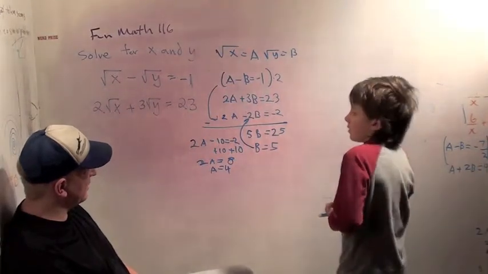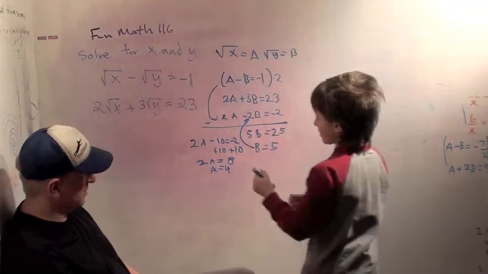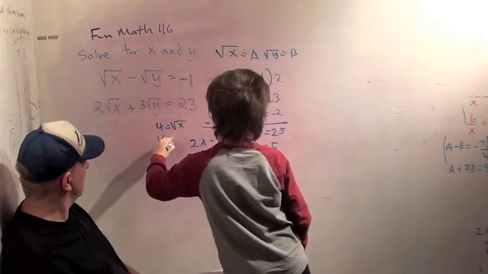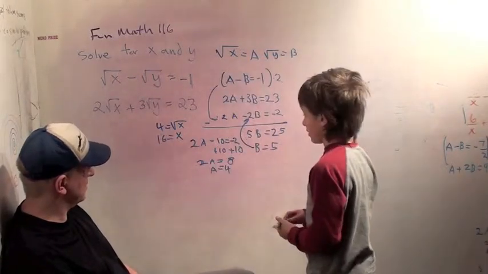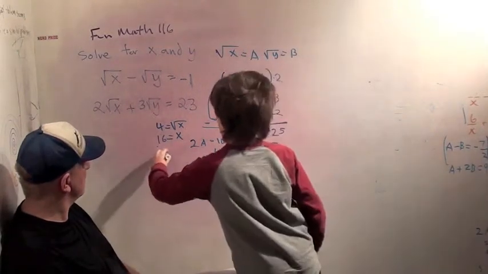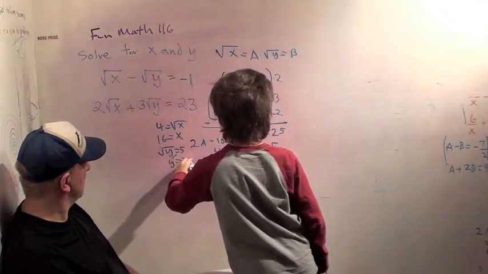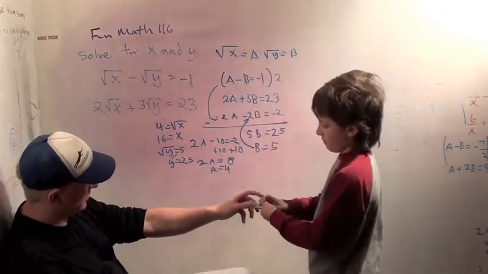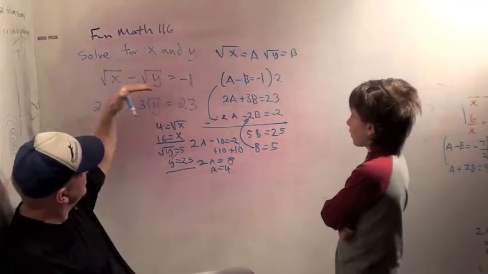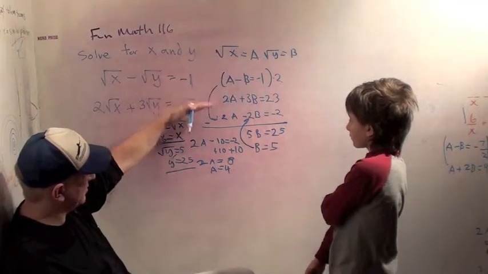So we've solved now for what a and b are. What does that tell us? It tells us that 4 equals the square root of x, so 16 equals x. And the square root of y equals 5, so y equals 25. So we found that x equals 16 and y equals 25. Our substitution turned a very complicated looking equation into an easier set of equations, which we solved.